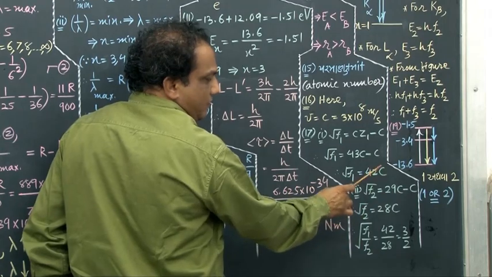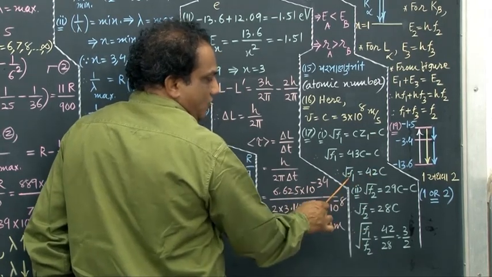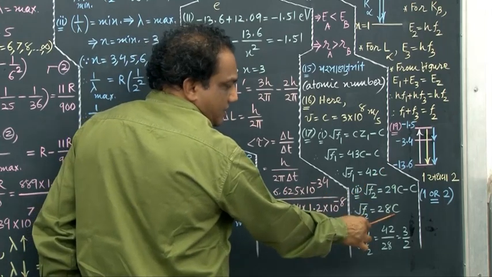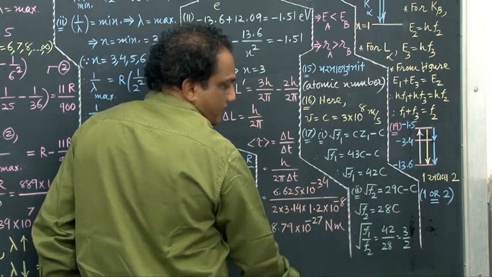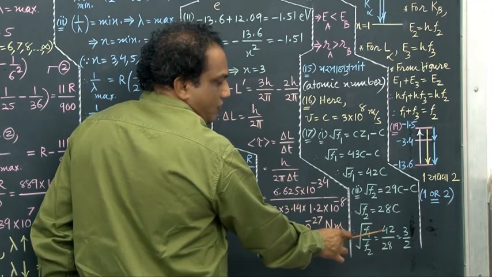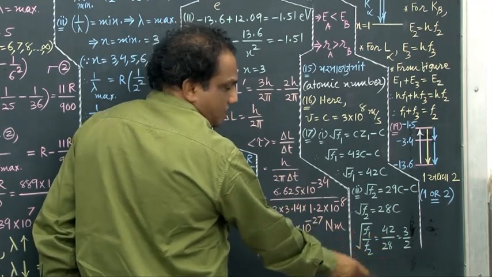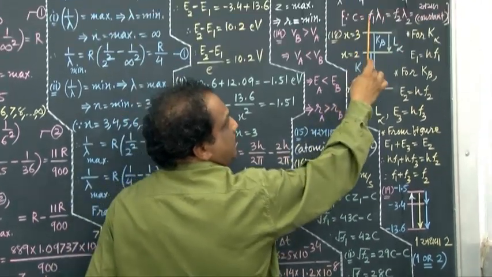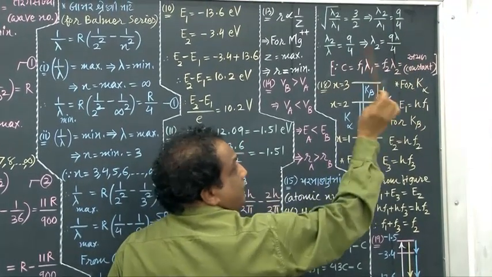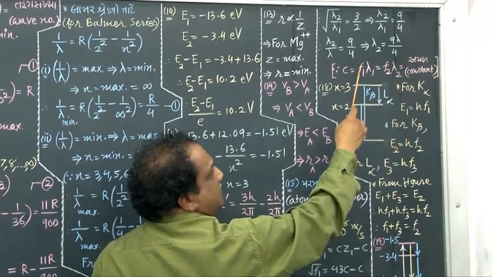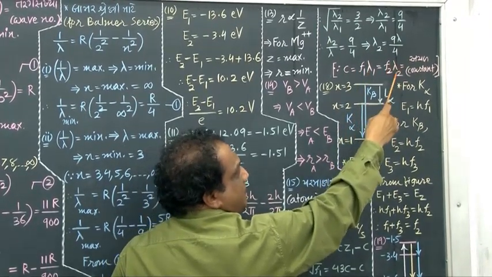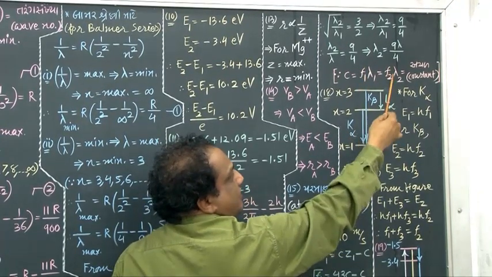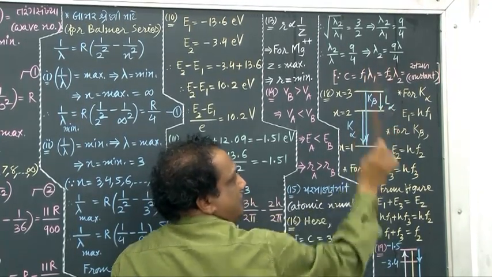And now, take the ratio. This upon this will be equal to this upon this. Under root of f1 upon f2 equals this upon this. C will cancel. 42 upon 28. 14 3s are 42, 14 2s are 28. So it is 3 by 2 now. Correct? Don't you know c equals f lambda equals constant? When f into lambda is constant, you may write f1 lambda 1 equals f2 lambda 2. Find out f1 upon f2 from here. f1 upon f2 would be lambda 2 upon lambda 1.